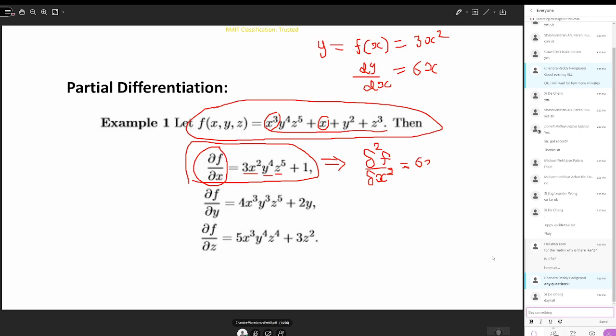Yeah, that's correct. So y to the power of 4, z to the power of 5. Then the 1 will vanish because the differentiation of 1 with respect to x is 0.